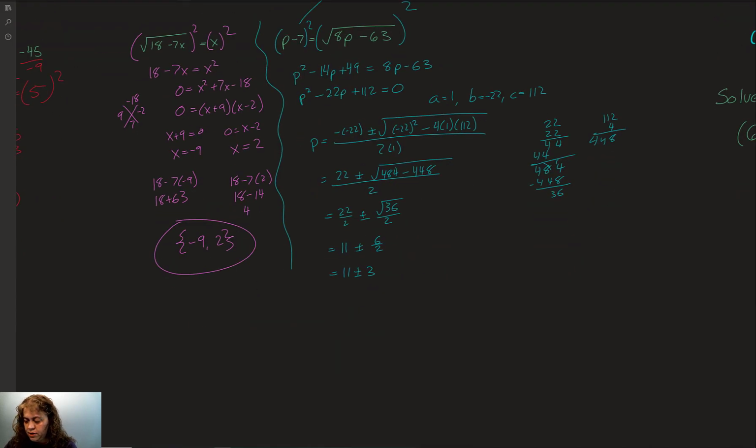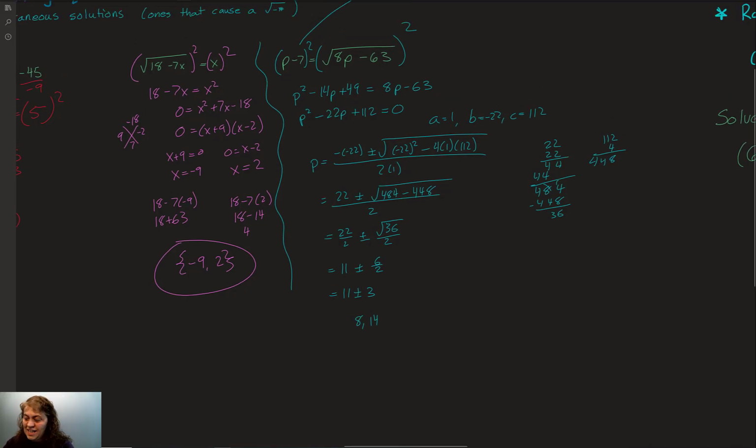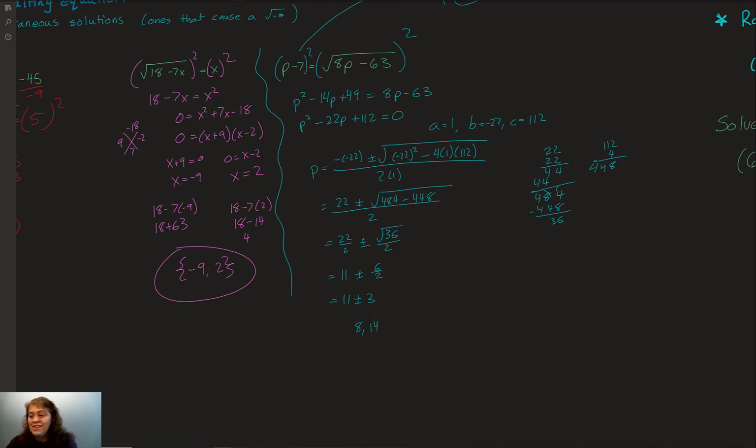So 11 plus 3 is 14. 11 minus 3 is 8. So those are my two potential solutions. Again, I still, after doing all of that work, need to check them out.